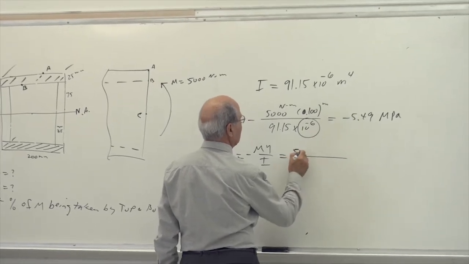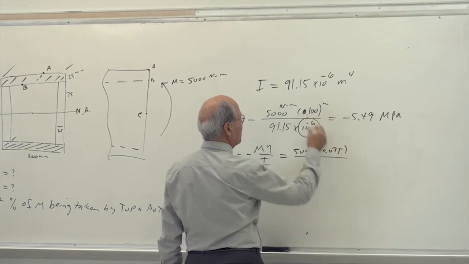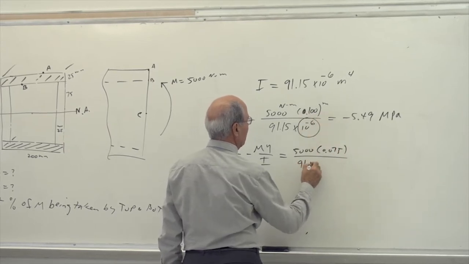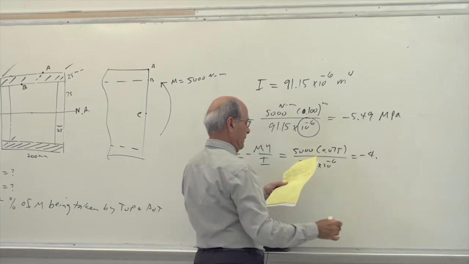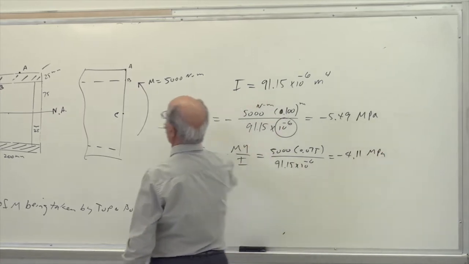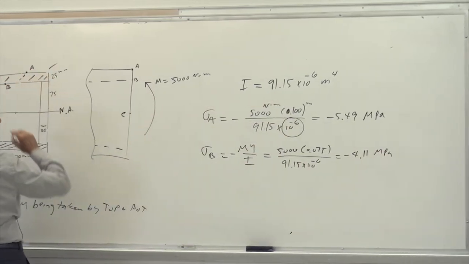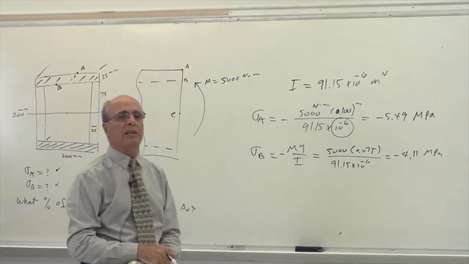So that's 5,000 times 0.075. That's the only number that is changing. Remember, divided by 91.15 times 10 to the power, which becomes minus 6, equals 4.11 megapascal. So I have calculated the stresses at point A and B, part A and part B answers, which as I said, was a repeat. Is that correct or not?